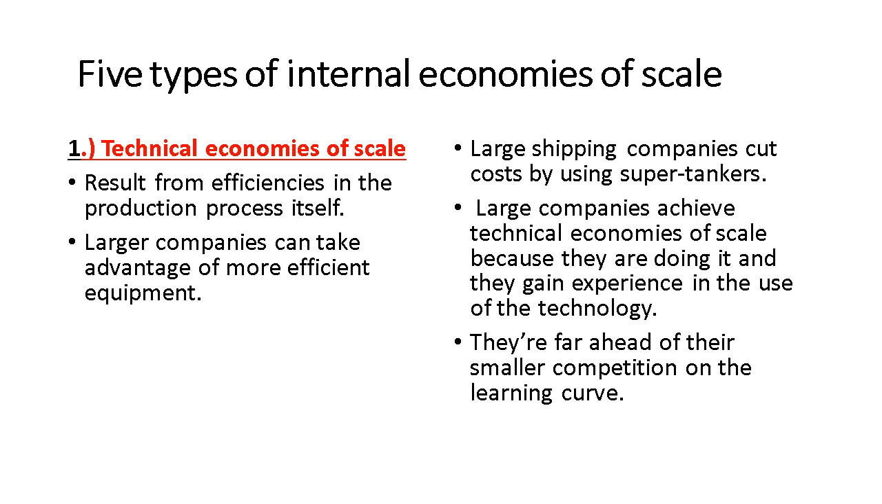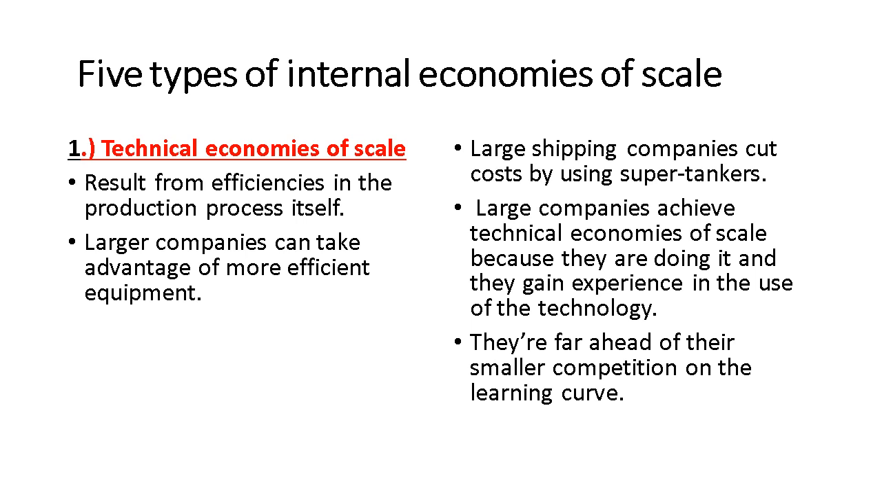Larger companies can take advantage of more efficient equipment because of the intervention of technology. They have, for example, fully automatic machineries. An example of technical economies in a shipping firm: these large shipping companies can save costs by using super tankers. Large companies achieve technical economies of scale because they gain experience in the use of that technology. They're far ahead of their smaller competition because of the intrinsic technical economies of scale they have.